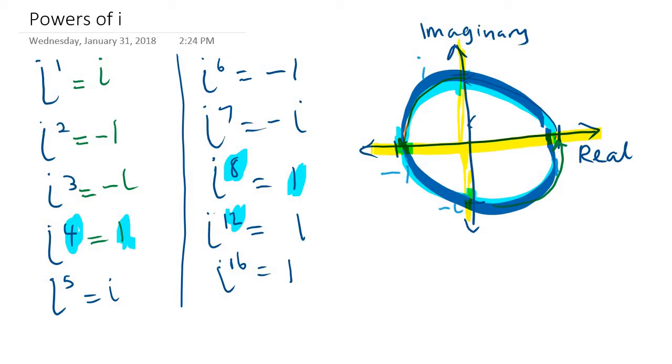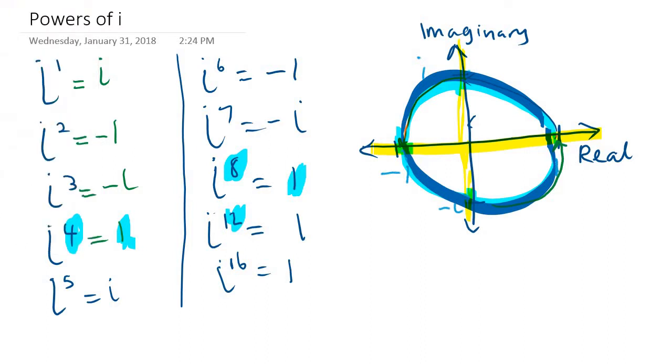Similarly, we can investigate what happens to other even numbers that are not multiples of 4. So we can see that i to the power of -2 will get me to -1. i to the power of 2 will get me to -1.